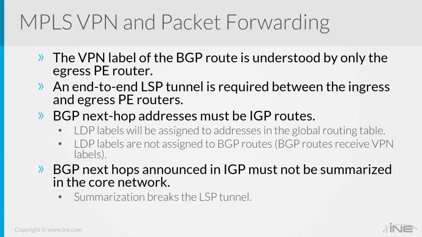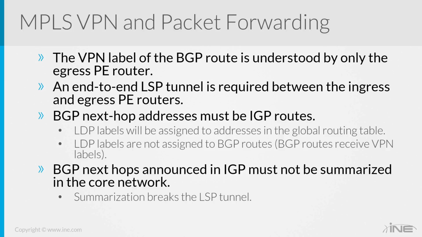BGP next hops announced in the IGP must not be summarized in the core network. So what ends up happening here is you get into a case where you would break the LSP. Now we're not doing multi-area or multi-level routing, but basically you have to have a /32 loopback connection where R3 will see XR1's loopback as a /32 host route. If he doesn't see that, if he sees a 111.111.111/24, the LSP is going to be broken.